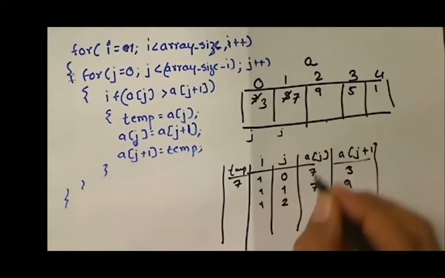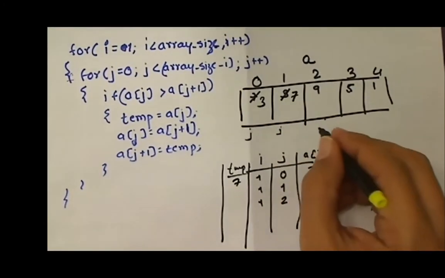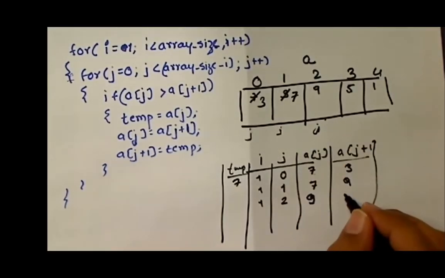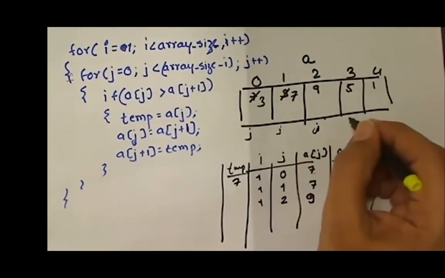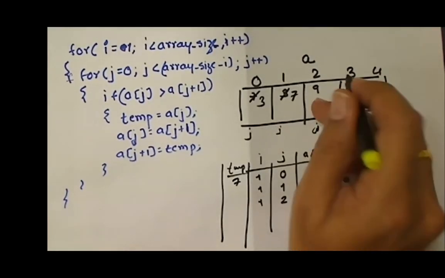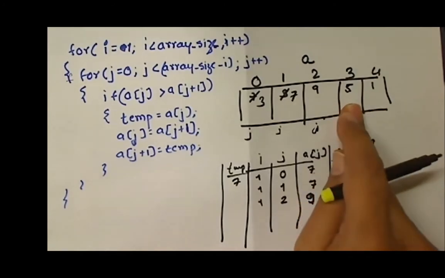So a of 2, what is the value? 9. j comes here, and j's value is 9. So if this is 9, then j plus 1 is 5. If j is this, j plus 1 is this. Then I check, is a of j greater than a of j plus 1? Yes. If that condition is true, we need to swap.